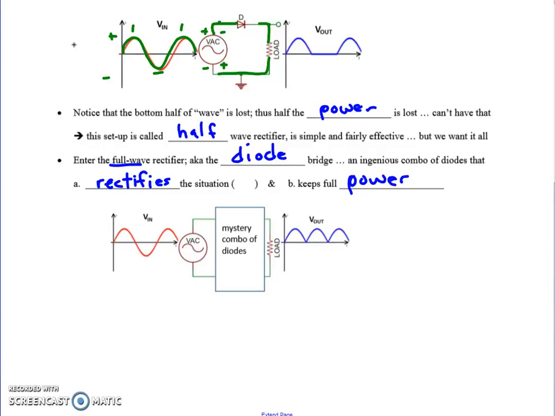So what does the output look like? We have an input of AC where we have positive and negative. We go into a mysterious combo of diodes, and I don't reveal it yet because we wanted to explore first. But our output through the load looks like this, where we have only positive current, and since it's always positive, that means it's in one direction. It just goes from peak to peak to zero without any gaps between it.